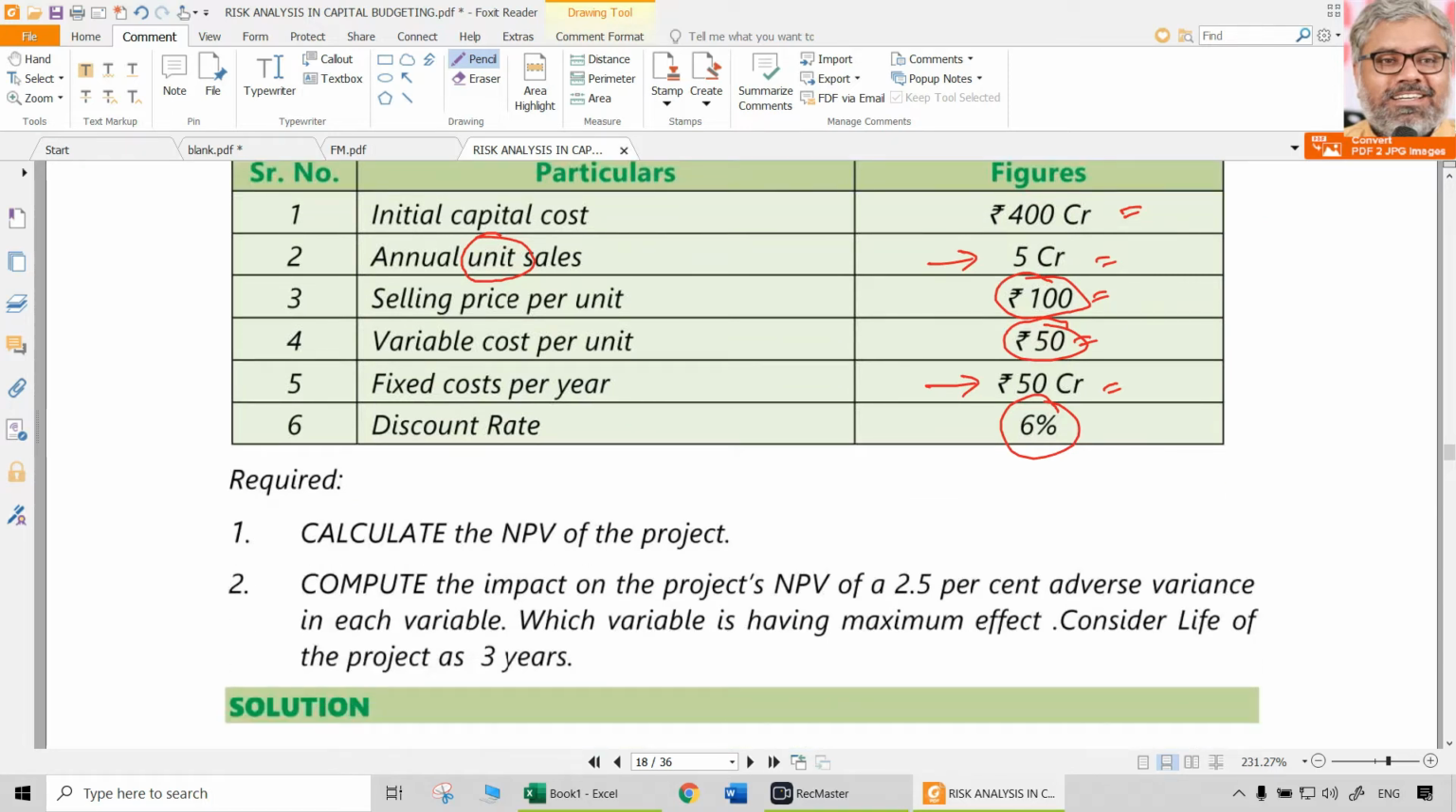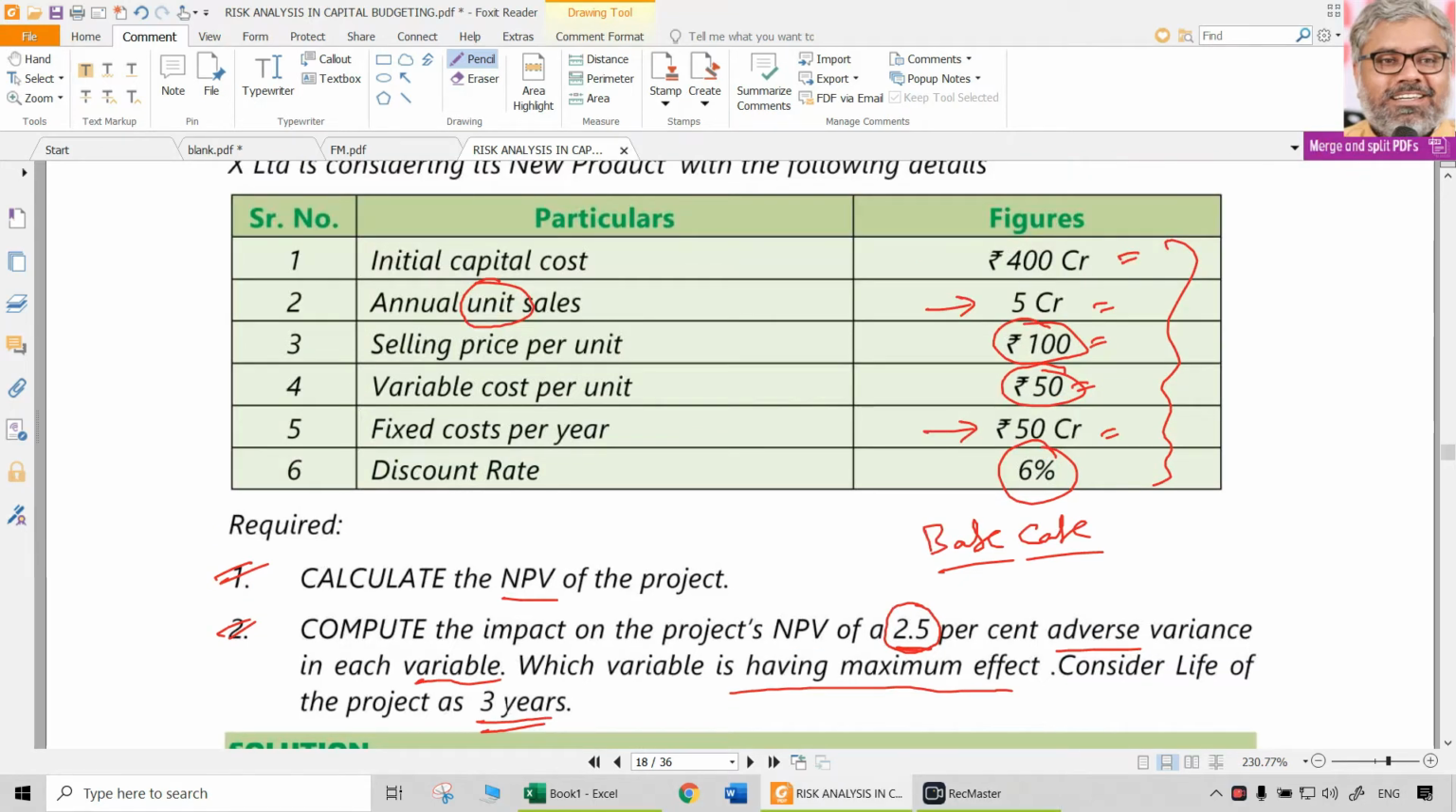With this data, what is required is, first thing first, calculate the NPV of the project. That is called the base case NPV, which is the original data being used. Then after that, compute the impact on the project's NPV of a 2.5% adverse variance in each variable. Adverse variance means the variable goes bad by how much? 2.5%. How it will have an impact on NPV, and which variable is having maximum effect. Consider the life of the project as 3 years.